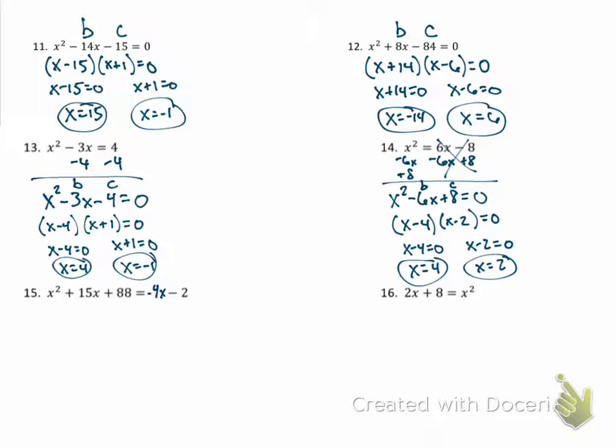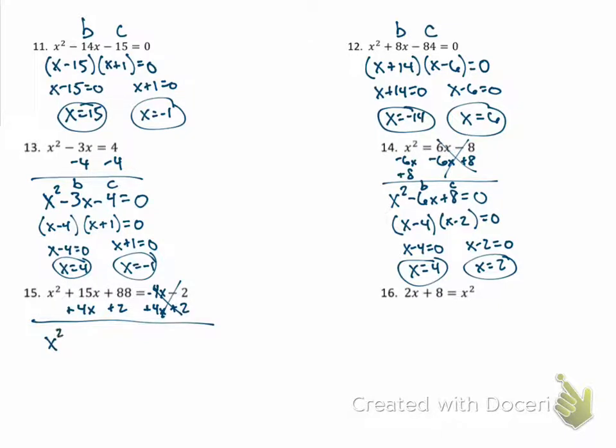15, same idea. Got to get it equal to 0. To get it equal to 0, I'm going to move the negative 4x by adding it. And I'm going to move the negative 2 by adding it as well. Now you notice in this case, I actually have some like terms. So again, if you have like terms, add them, subtract them, whatever the signs tell you to do.